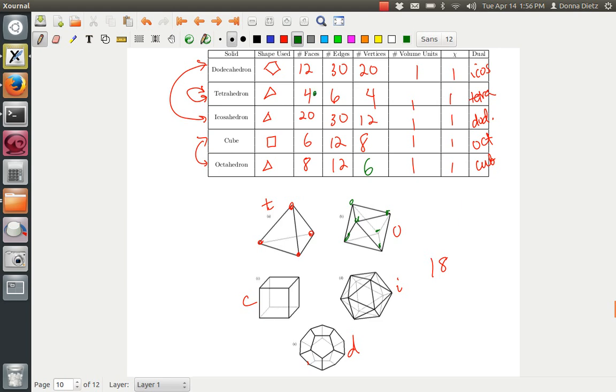So tetrahedron, this number has to match this number because it's its own dual. The number of faces and vertices has to be the same. Whereas this 12 is going to be the same as this 12, and this 20 is going to be the same as that 20. Because again, they're each other's duals. So it's the faces and the vertices that are going to match each other. Does that make sense? So again, if it's a dual, in this context, this number matches this number, then these guys are each other's duals.